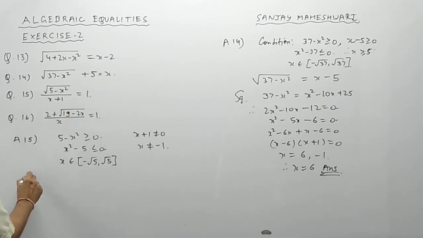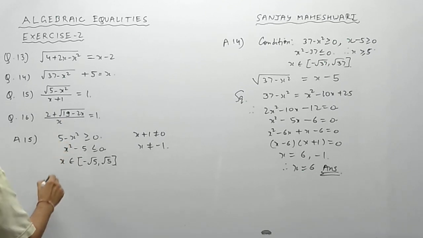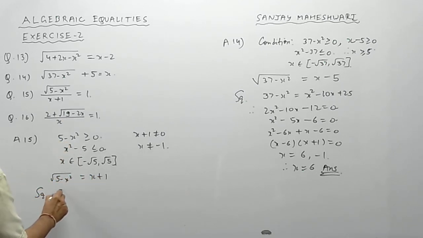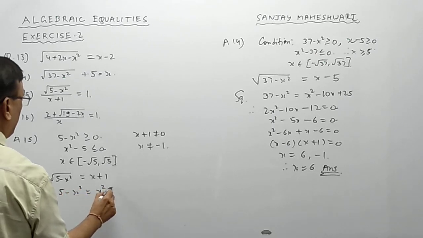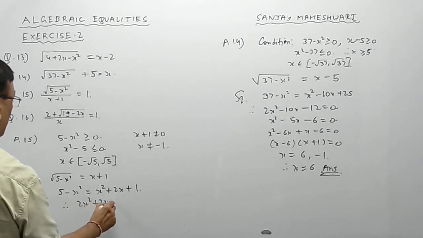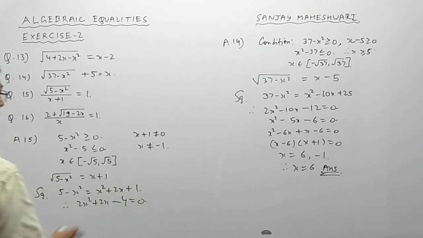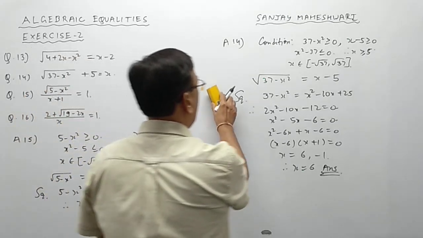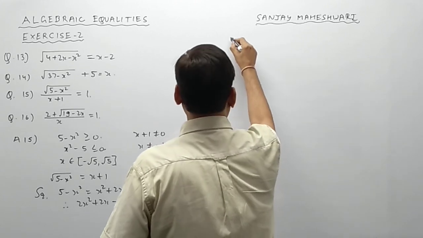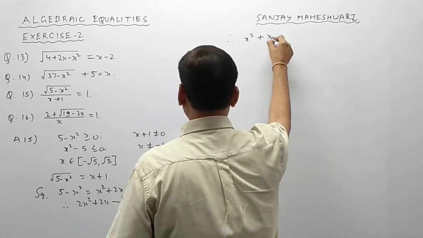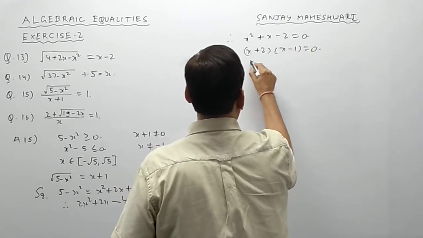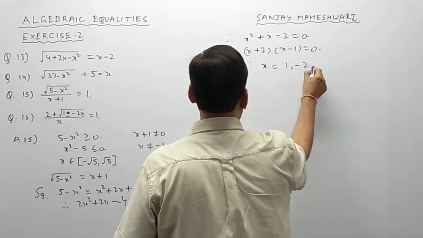So let us start. We will take x plus 1 to this side. Root 5 minus x square is equal to x plus 1, and after squaring 5 minus x square is equal to x square plus 2x plus 1. Therefore 2x square plus 2x minus 4 is equal to 0. Now that is x square plus x minus 2 is equal to 0. Therefore x plus 2, x minus 1 should be equal to 0. Therefore there are two values of x, 1 and minus 2.